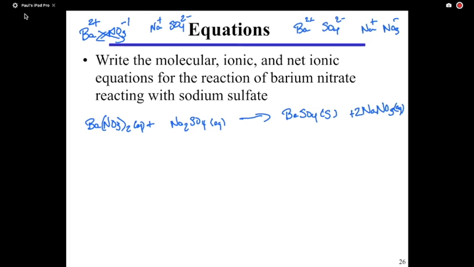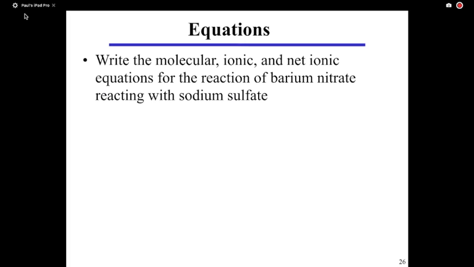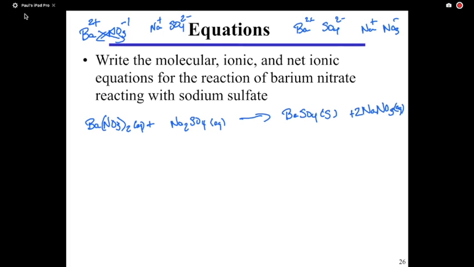Okay, what is the cation? The cation is barium. What is its charge? +2. How many do I have of them? 1. Label it aqueous. Plus, what is the anion?